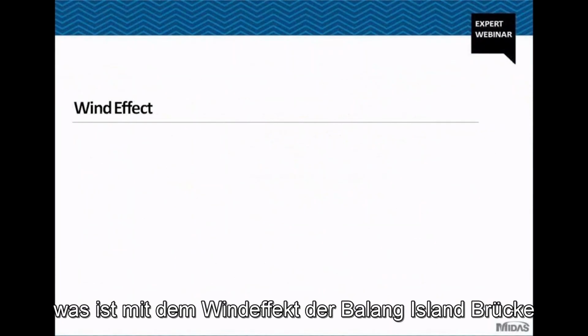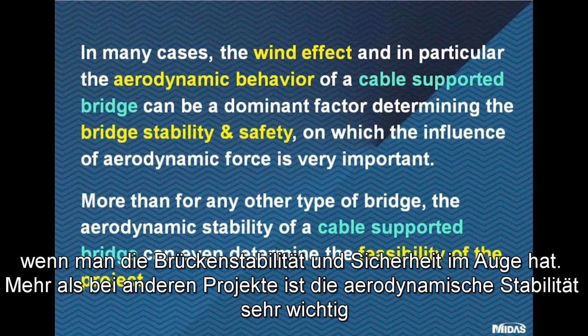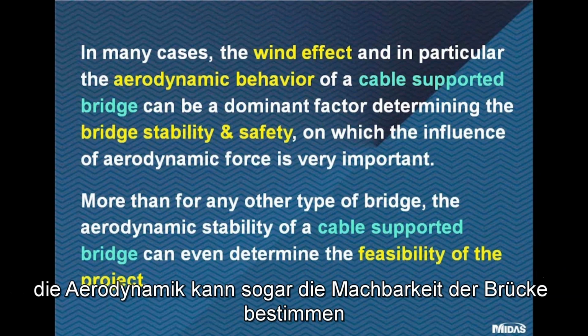How about the wind effect on the Balang Island bridge? In many cases, the wind effect and in particular the aerodynamic behavior of a cable-supported bridge can be a dominant factor determining the bridge stability and safety, on which the influence of aerodynamic force is very important. More than for any other type of bridge, the aerodynamic stability of a cable-supported bridge can even determine the feasibility of the project.